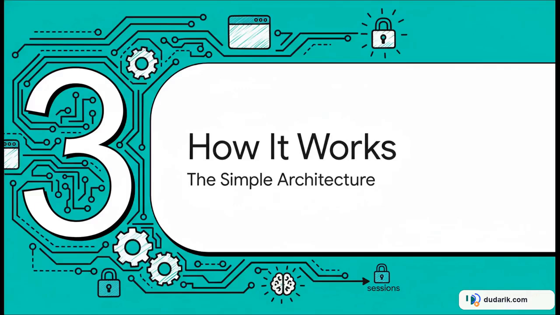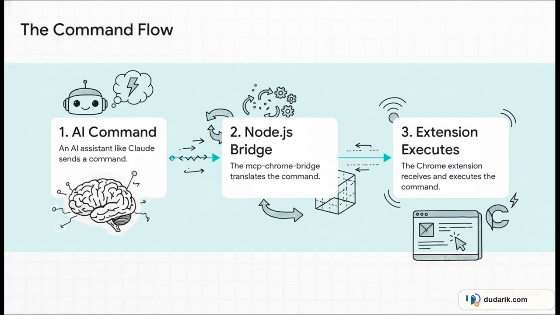So how does this magic actually happen? Let's pull back the curtain on the architecture. You'll see it's actually surprisingly simple and, well, pretty elegant. It's really just a three-step dance. First, your AI, let's say it's Claude, issues a command. Second, a small Node.js bridge acts as a translator. And third, that translated command gets sent directly to the Chrome extension, which then carries out the action right inside your active browser. Simple as that.